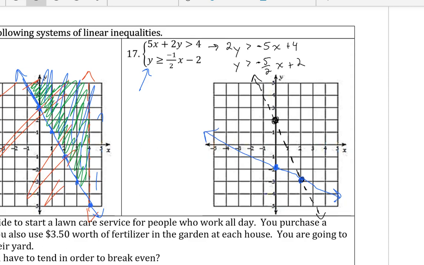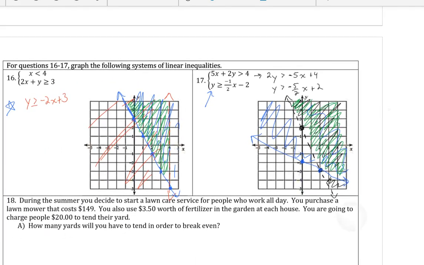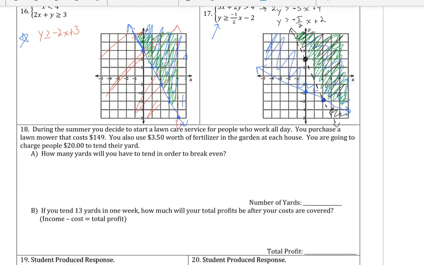Okay, so for our shading, for this line, we're above the black line, so I'm looking at anything up over here above. For the blue line, we are looking at above as well, so that means everything over here. And we see our area of overlap would be up here. So this is our green good to go area. All right, and again, you could use that test point method we talked about earlier.